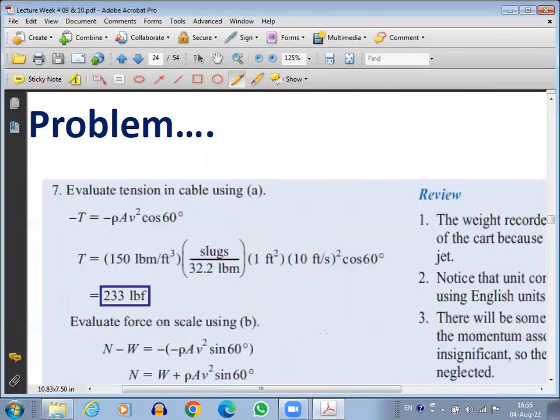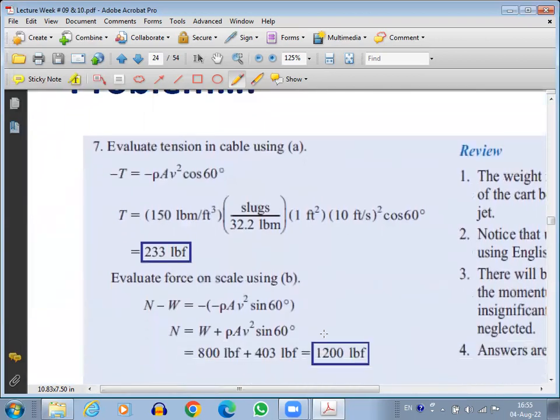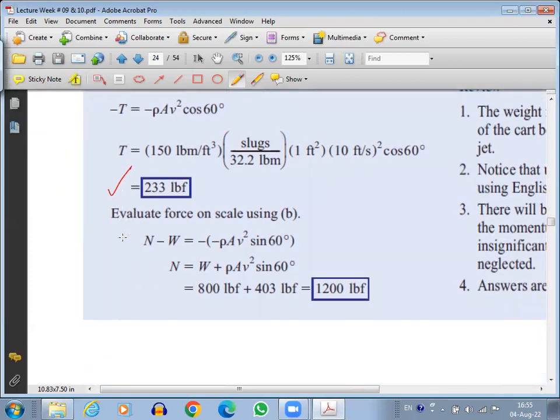Now once you have all these things clear, we can write down the equations. In the x direction, it becomes negative T equals negative rho A v squared cos 60. Just substitute the values and you can find out how much the tension is. On the z axis, it becomes N minus W equals negative rho A v squared sine 60. Since we know the weight of this cart with the concrete, and we know the density, area, and velocity, we can find out how much the normal force is.